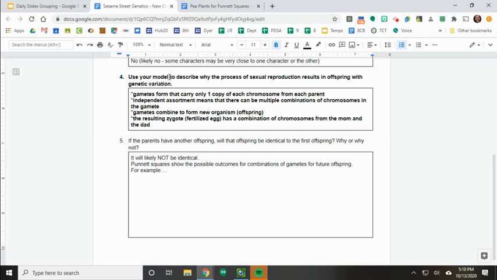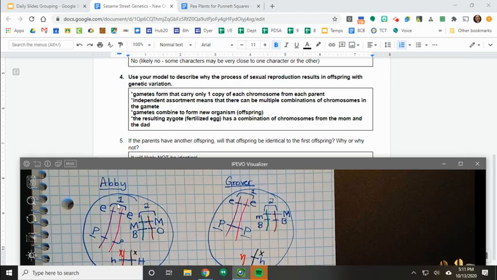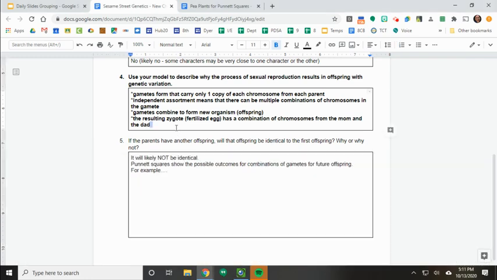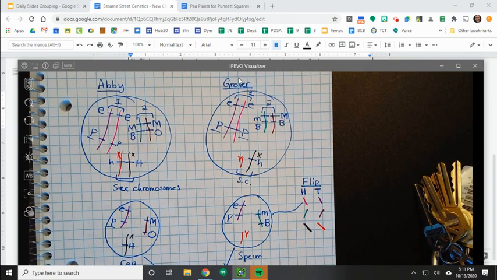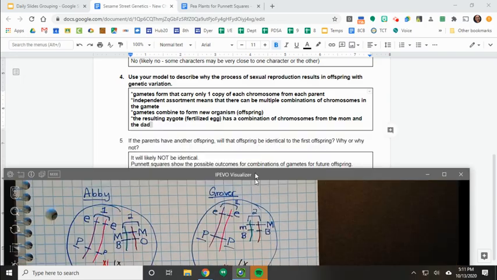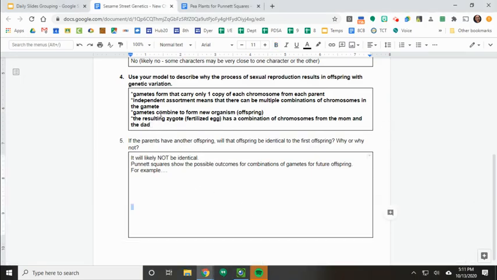Or you could use the kinds of things that we have done, withdrawing the things out. Let me pull this back up. Withdrawing the things out here with Abby and Grover. So you could use any of these models that we've used. Probably the easiest model to use is this one right here. Okay, so moving through this model and going all the way down to where you create your offspring. That's probably the easiest model.